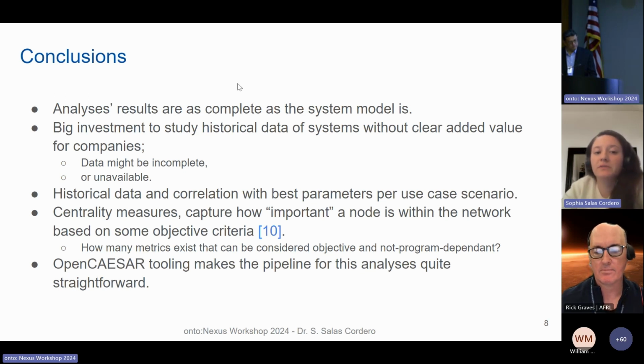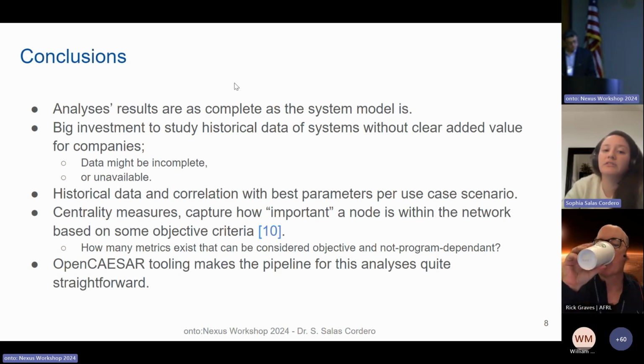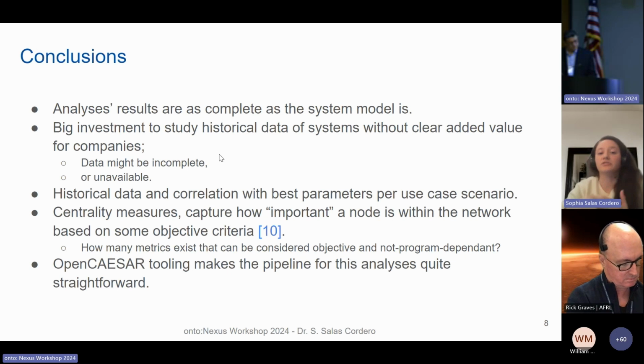There's also the case of it being a big investment to study historical data if you want to have inputs from previous programs to see which metrics work better. To do it in historical data can be tricky since the data might be incomplete or unavailable. And the funding would go to ongoing programs, for instance. So from the historical data, there could be some data correlations to be extracted to decide which characteristics are best for a certain architecture for a certain metric.